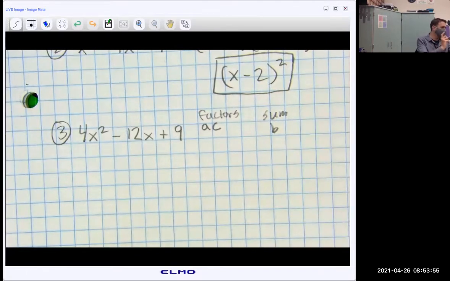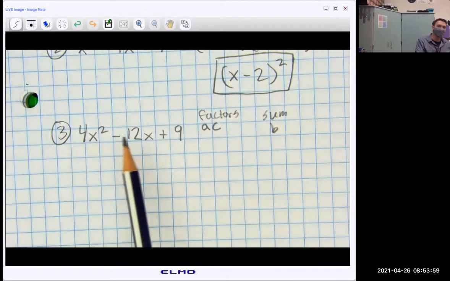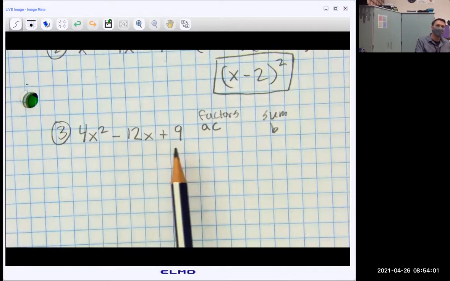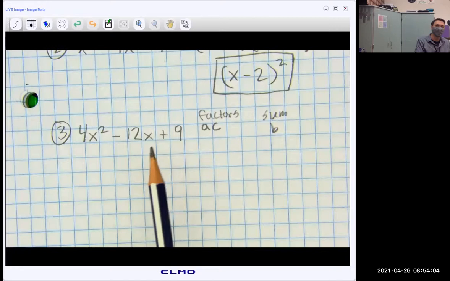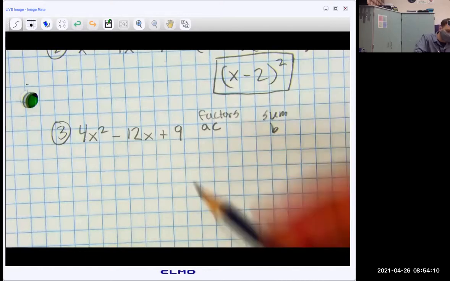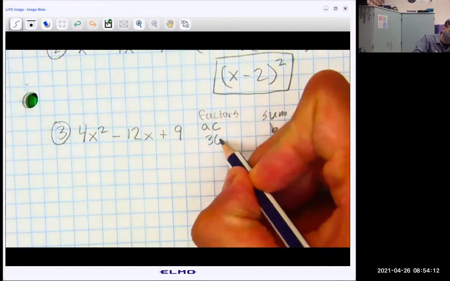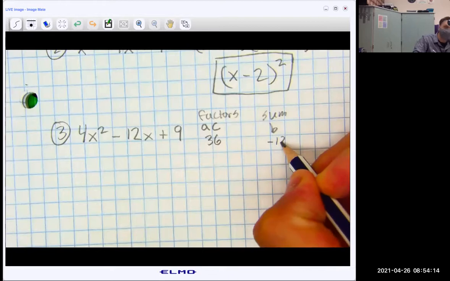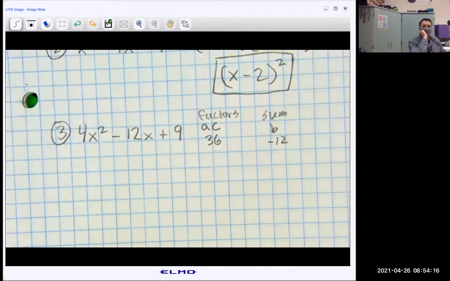But before you do, you always have to ask yourself, is there something you divide out first? Can we divide them all by 2? No. By 3? No. By 4? No. Okay. So we can't divide something out, so we have to then switch to this. So we're looking for the factors of, would that be 36 that add to -12? What can you think of? What are the factors of 36 that would add to -12?